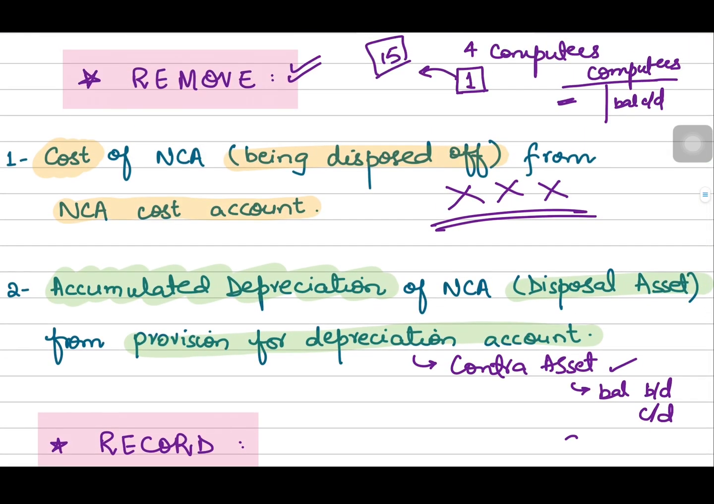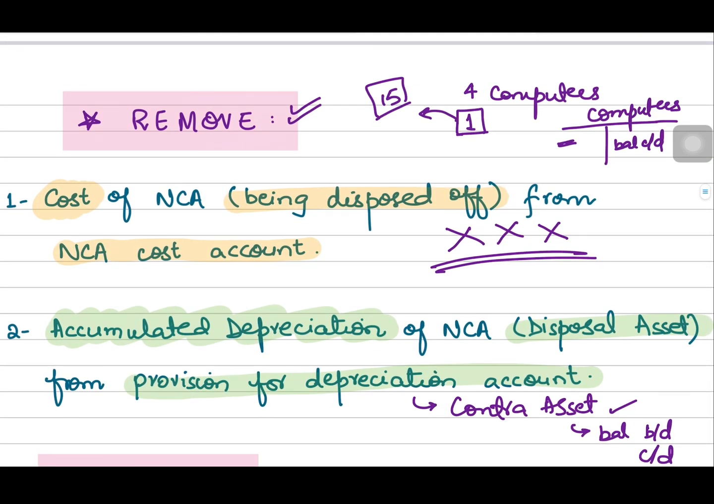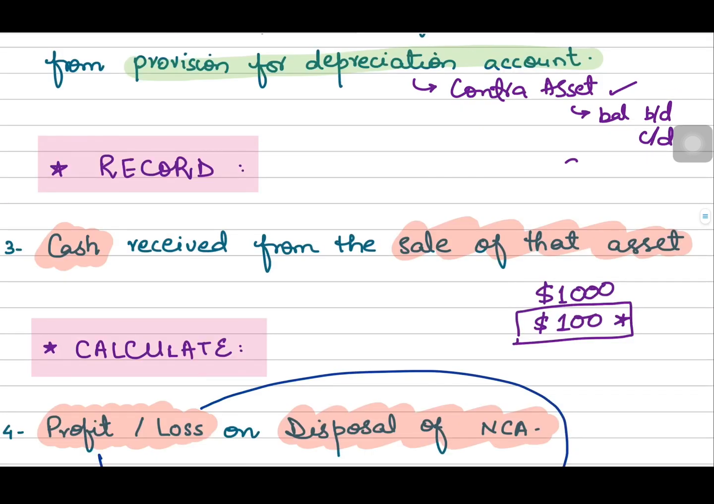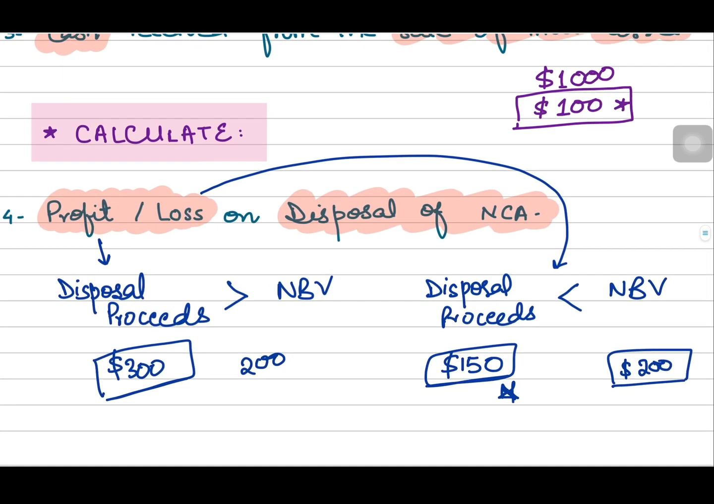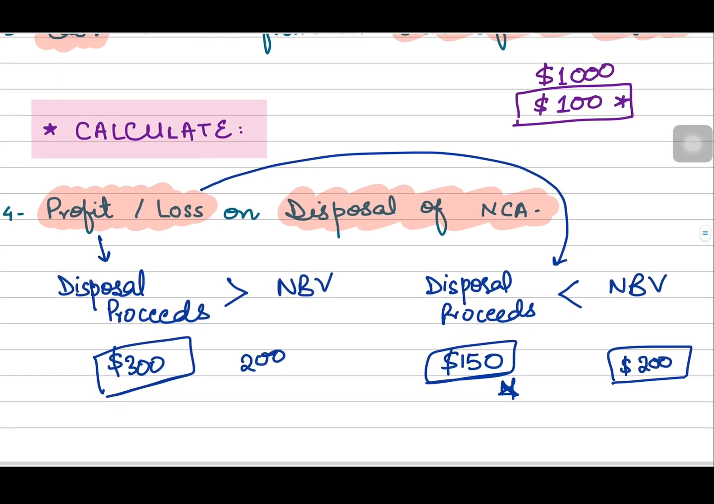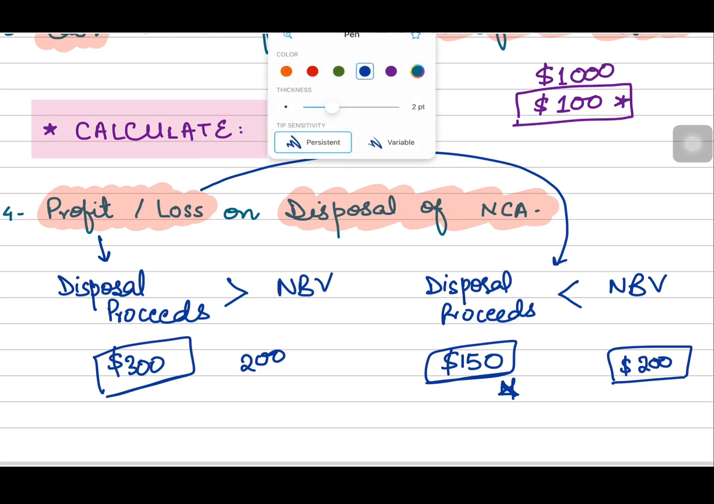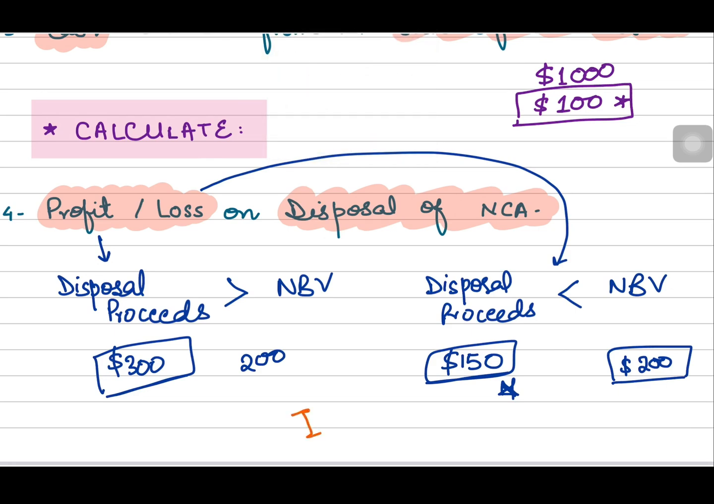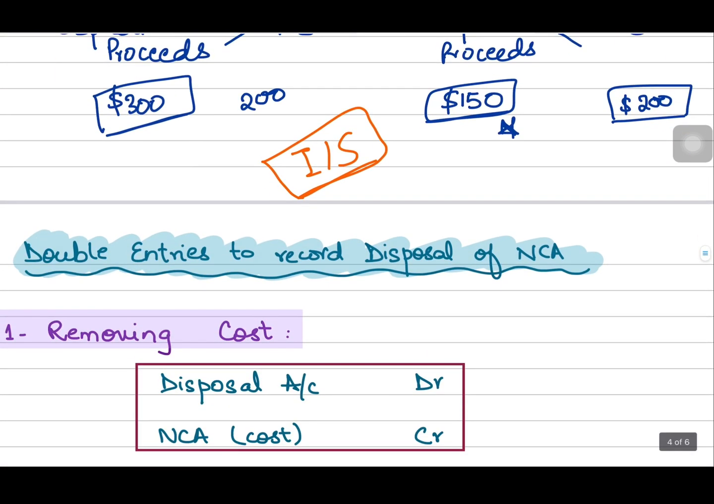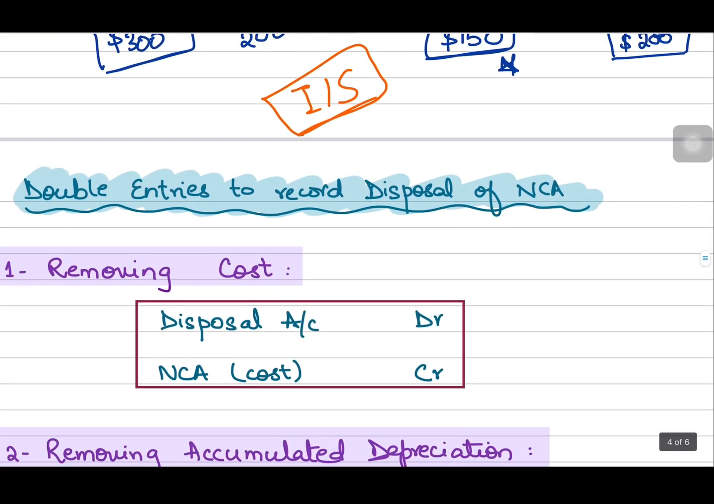So quick recap, what you have to do: you have to remove the cost, you have to remove the accumulated depreciation, then you have to record the disposal proceeds from that sale of non-current asset, and lastly you have to calculate either there is a profit or there is a loss on the disposal. Okay, and where do we show the profit or loss on the disposal? In the income statement. Okay, now let's move towards the double entries.